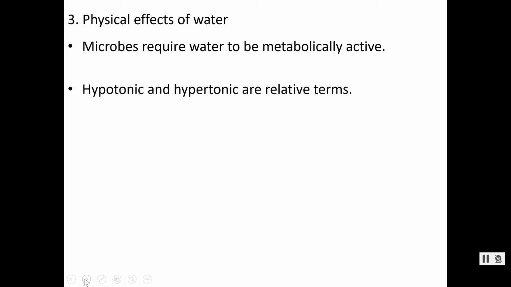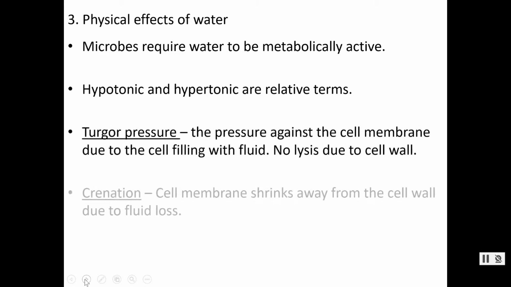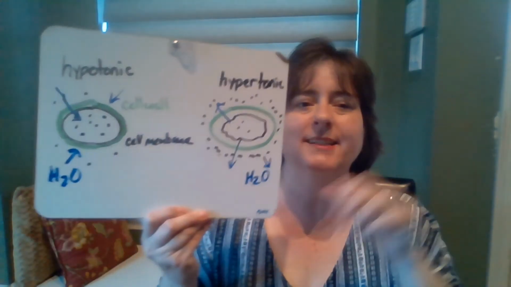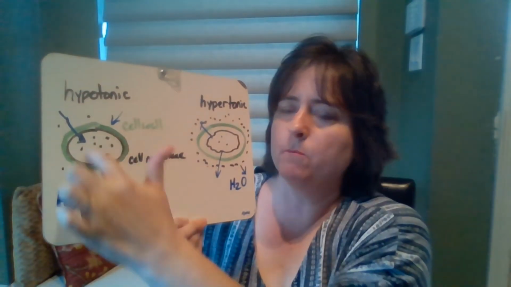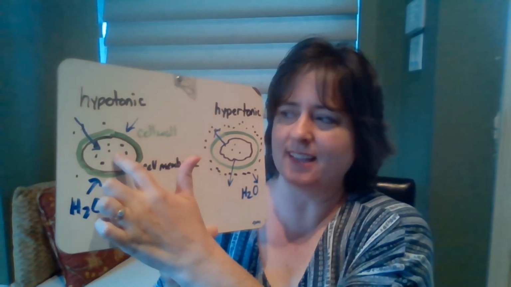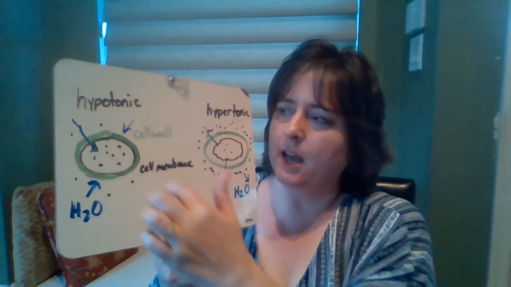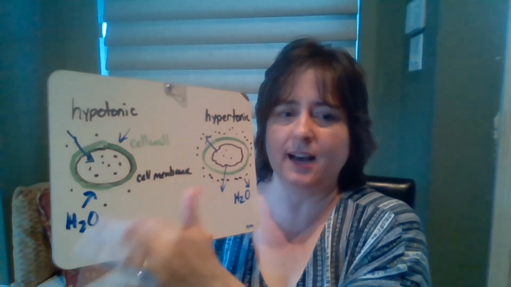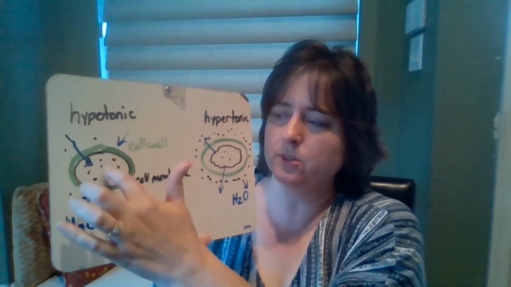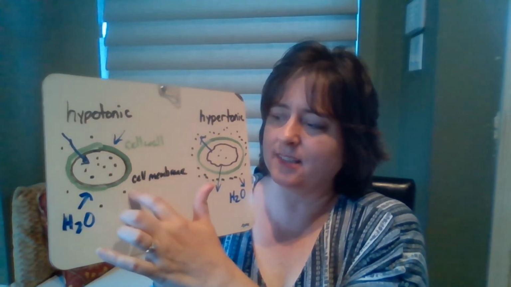So hypotonic, hypertonic, these are things you should have learned. If a cell is in a hypotonic environment, what does that mean versus a hypertonic? And so I drew some pictures on my board. Hypotonic means that there are more solutes inside of a cell than outside of a cell. So the environment is hypotonic to the cell, more solutes inside than outside.